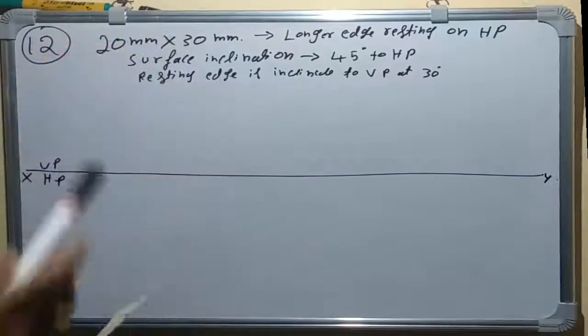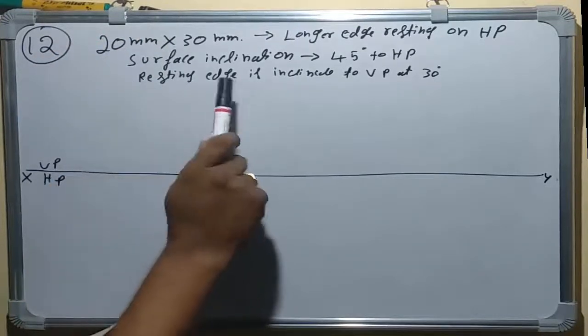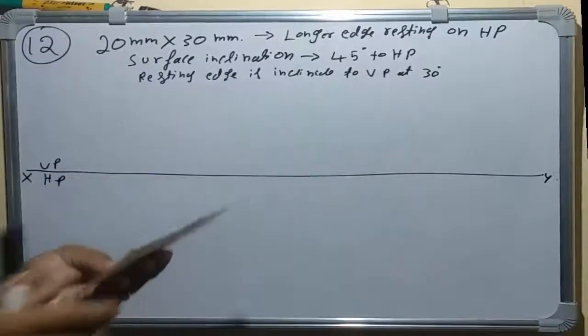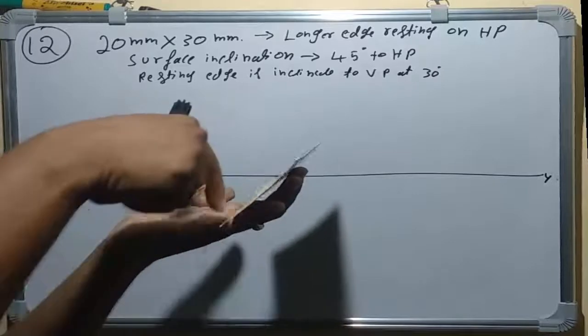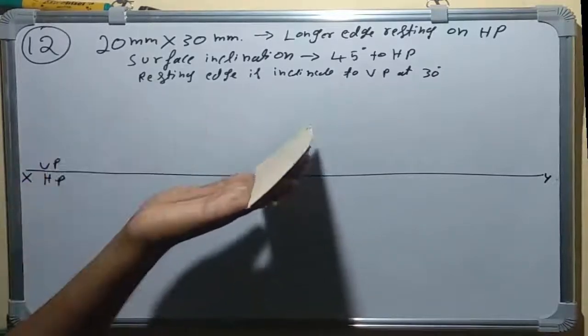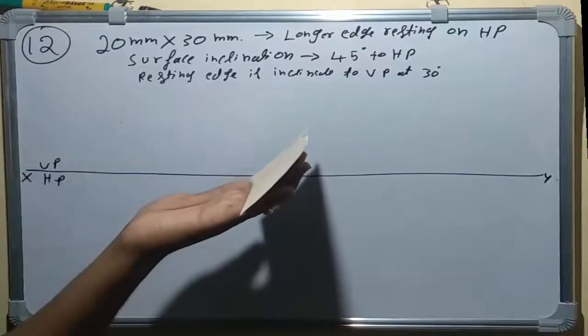And the last step. In the last step, what they gave is that the resting edge is inclined to VP at 30 degrees. Now this resting edge, see, this is the resting edge, is perpendicular now. So this edge we need to make 30 degrees.